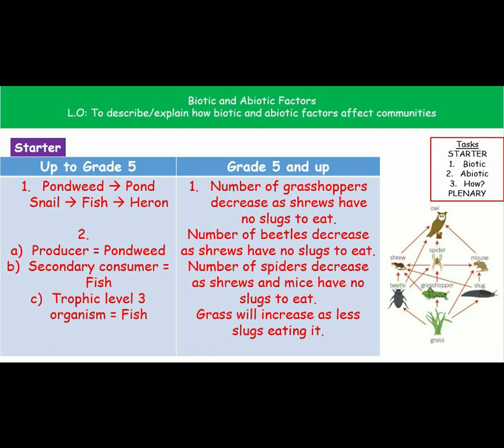Next mark is for saying that the number of beetles could decrease, and the reason for that one is because the shrews have no slugs to eat, so they'll be eating more of them. Again, 2 marks for that.